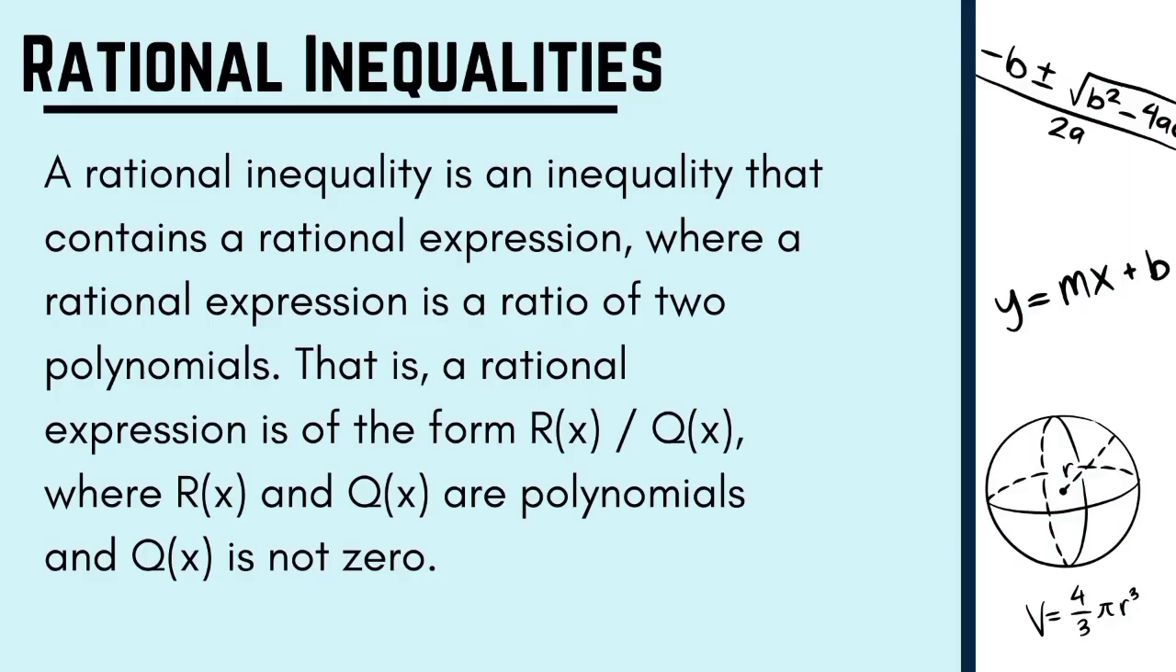Rational inequalities. A rational inequality is an inequality that contains a rational expression, where a rational expression is a ratio of two polynomials, that is, a rational expression is of the form r of x over q of x, where r of x and q of x are polynomials and q of x is not 0.